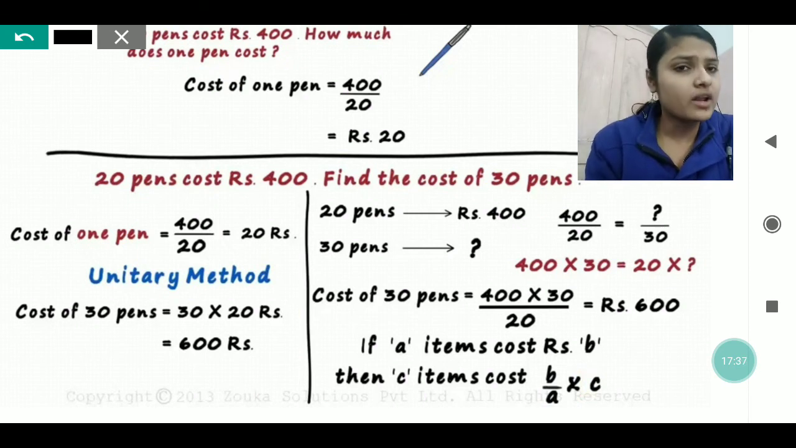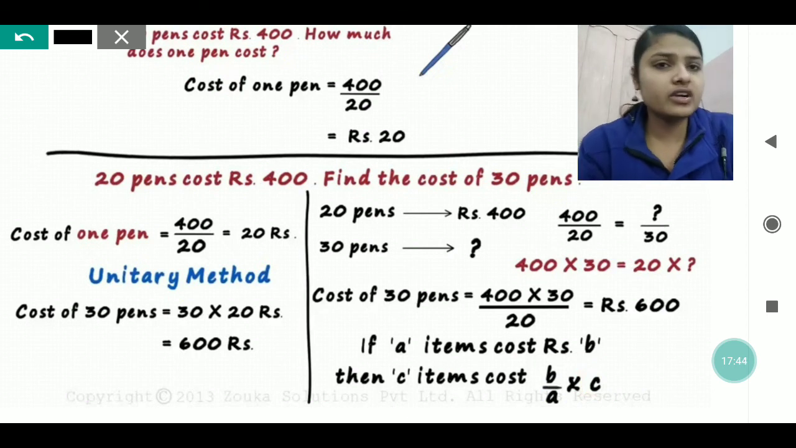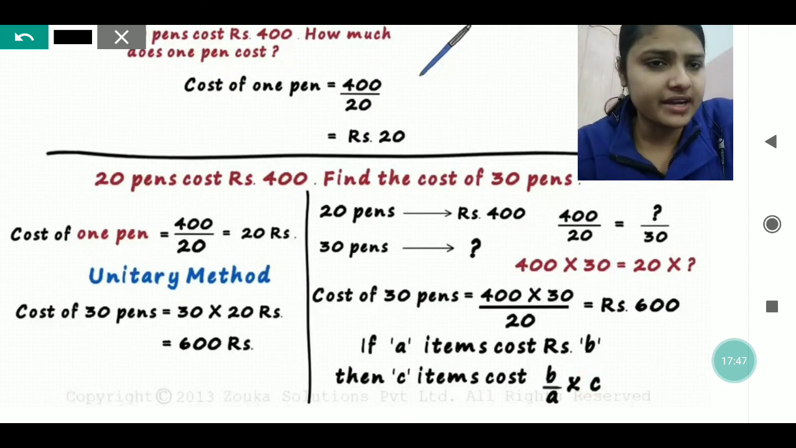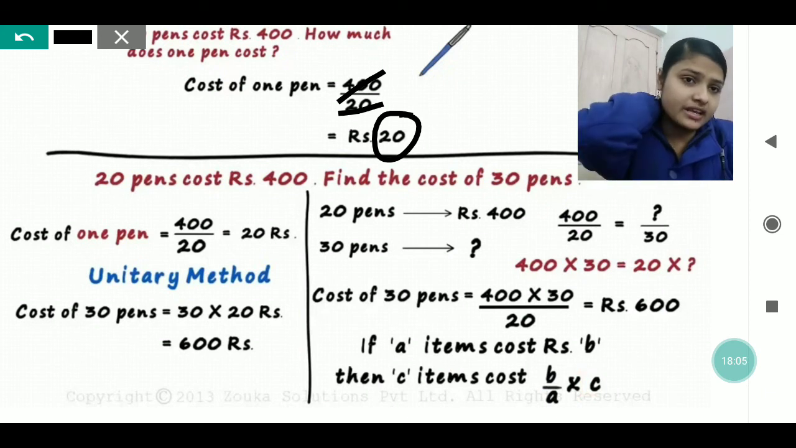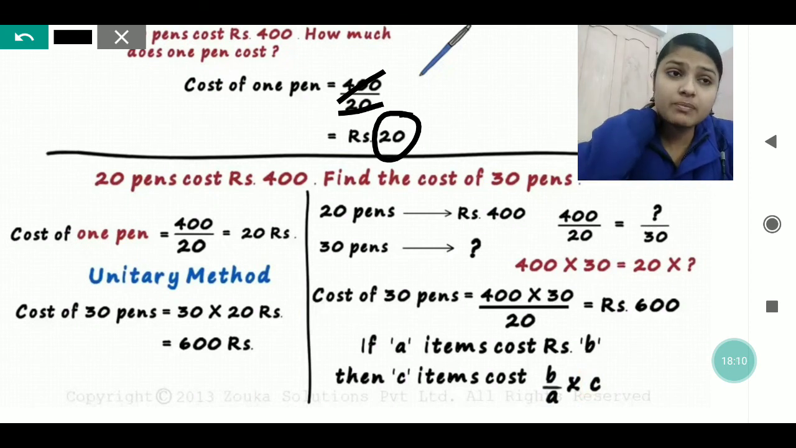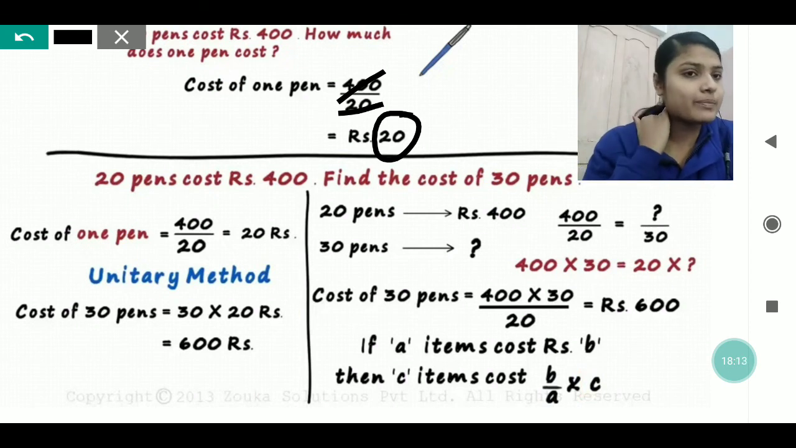Now the cost of 1 pen is equal to 400 divided by 20. You divide 400 by 20, then you will get 20 rupees. Means the cost of one pen is 20 rupees. So you can write the cost of one pen is 400 by 20, that is 20 rupees. After that, we will multiply that 20 with 30, because we have to find the cost of 30 pens, and now we already know the cost of one pen is 20 rupees.